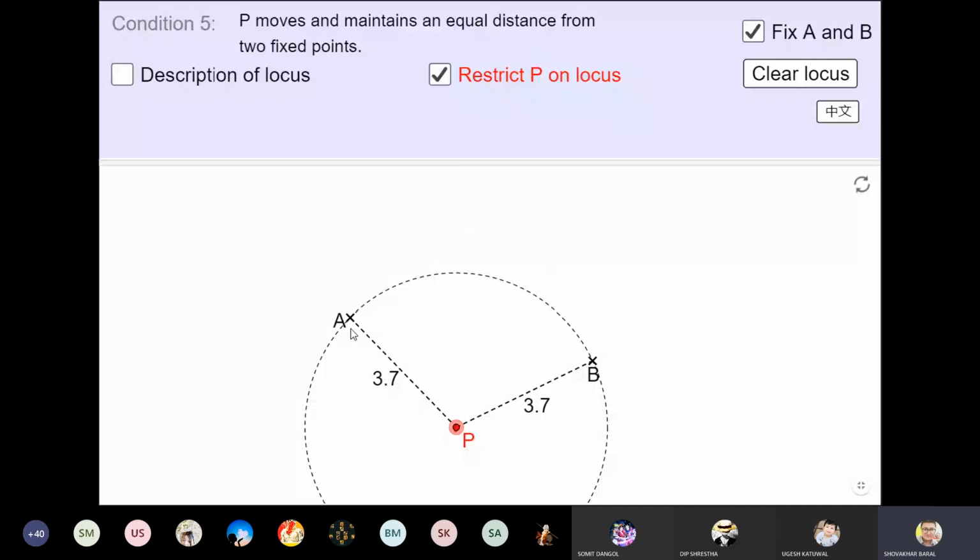Okay, यसरी हिँडिरहेको छ कि यो A देखि B सम्मको डिस्टेन्स पनि 3.7, यहाँ पनि 3.7 भयो. अब अर्को ठाउँमा जाँदा त डिस्टेन्स अर्कै हुन्छ, but it must be equal. It must be equidistant from A and B. So let's see how it goes on.